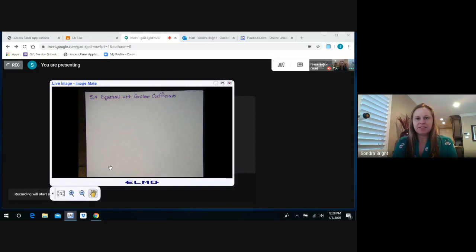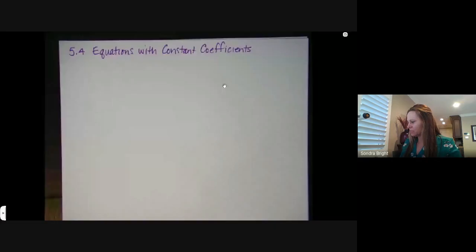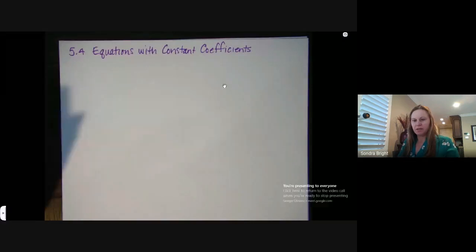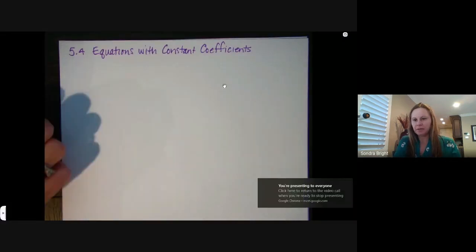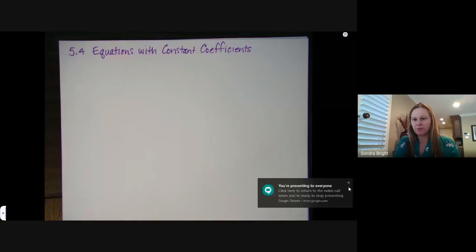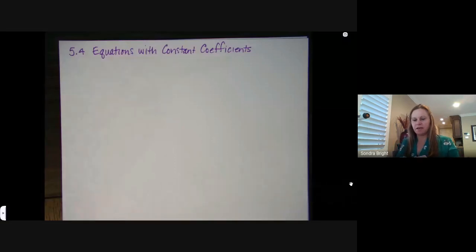Okay, today we're going to talk about equations with constant coefficients. And what we're really going to be doing is, if we've got constant coefficients, then how do we handle the roots with multiplicity? Okay, so let's start off with reminding you of a few things.